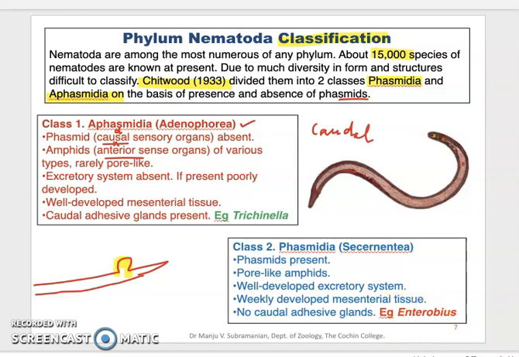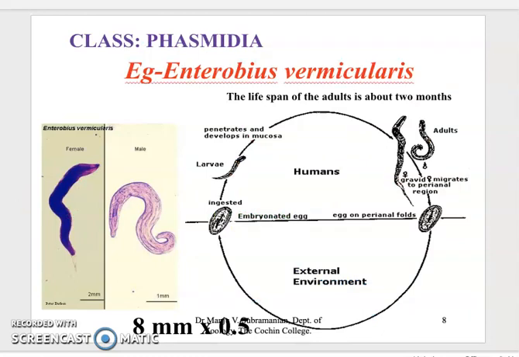Next we will see each example in detail. The example for the class Phasmida is Enterobius vermicularis. It is a good example for this class Phasmida. They belong to the genus Enterobius. These are commonly called pinworms.